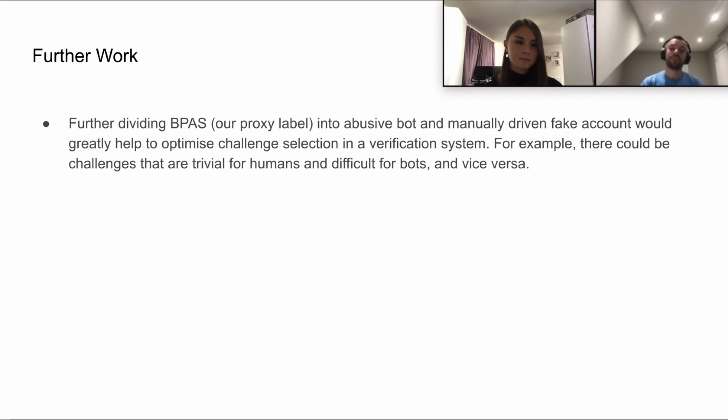For example, there could be challenges that are trivial for humans and difficult for bots, for example, well-designed captchas. And there could be challenges that may be solved by bots, but that are costly for humans, for example, a time-consuming verification. If we were able to measure whether a fake account was a bot or a manually driven fake account, then we could assign challenges properly.